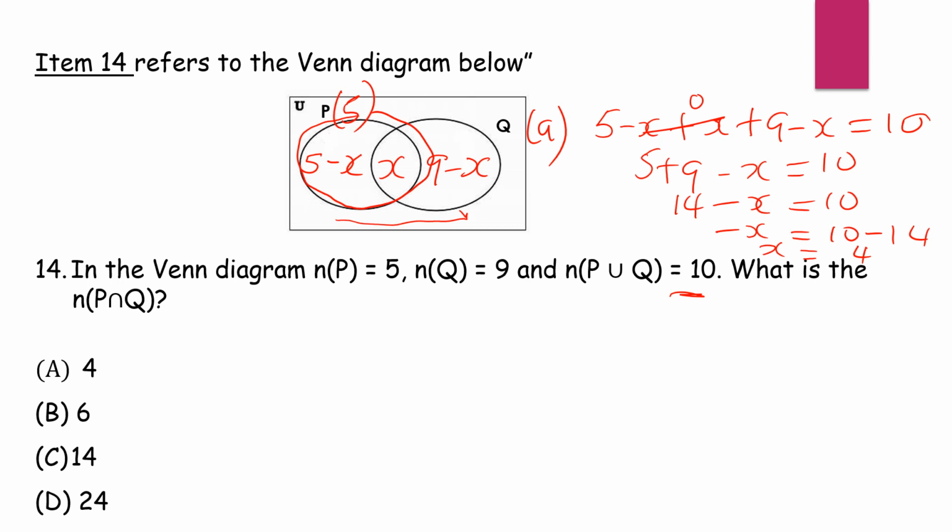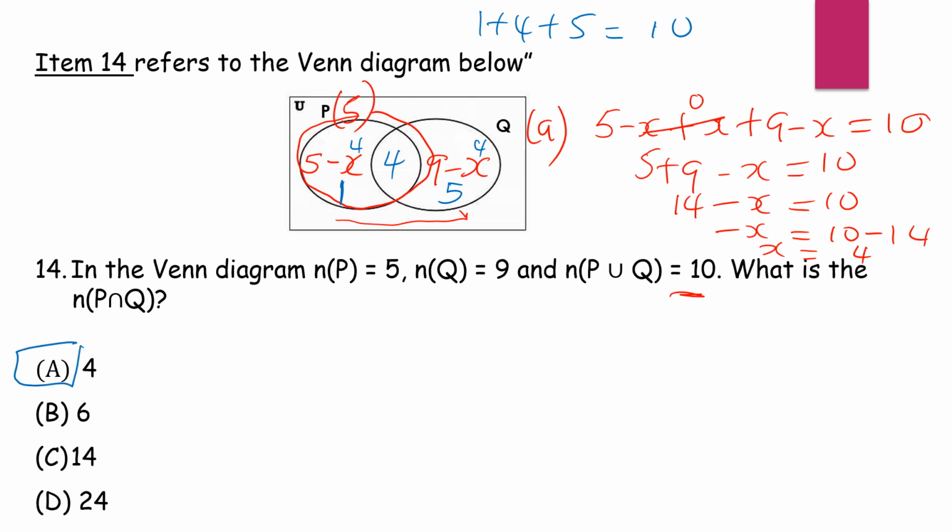So what we're saying is in here, we're going to write the number 4. So 4 from 5 will be 1, and then 4 from 9 is 5. And when we add the 1 plus 4 plus 5, we're going to get the 10. So that's correct. So the answer is A.